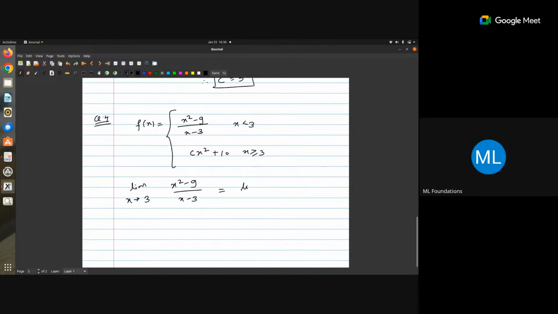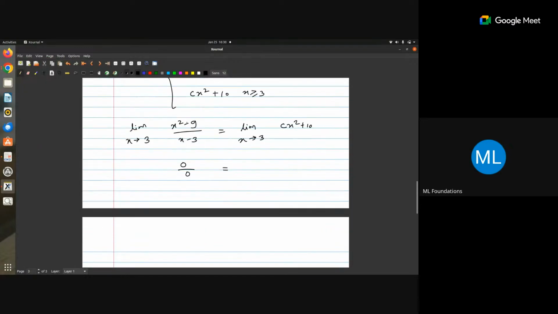This equals the limit as x tends to 3. Why can I equate it? Because we know that it is continuous. So if I plug in the value of 3 here, what do I get? In the numerator it is 0 and the denominator is 0. We can factorize it, or we can use L'Hopital rule. Both are fine. The right side will be 9c plus 10. So this is an indeterminate form.